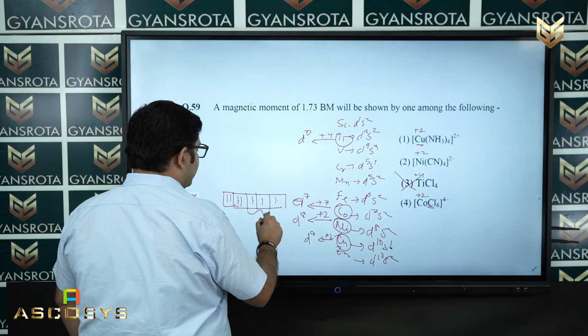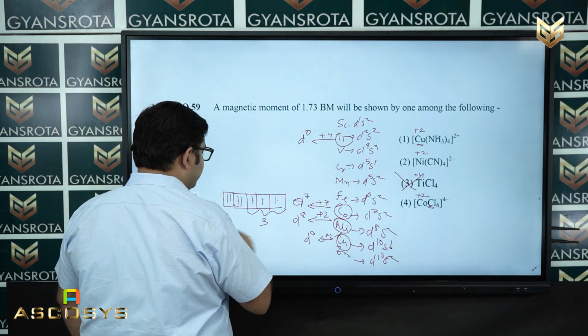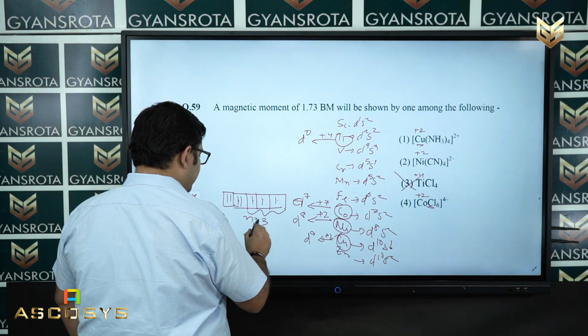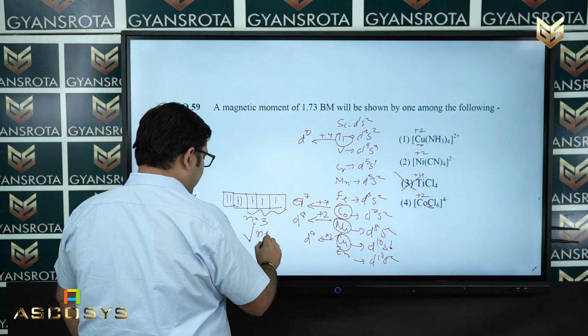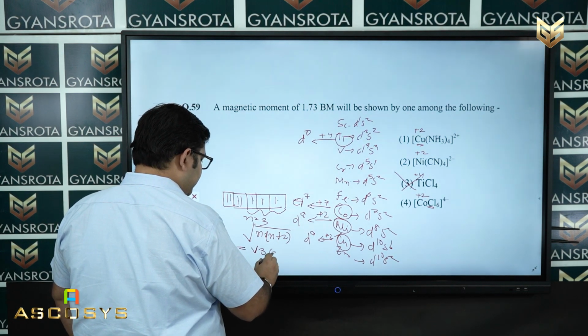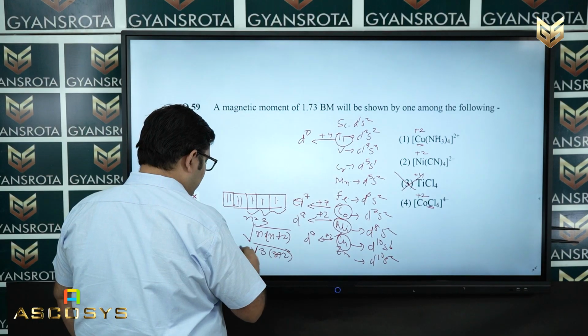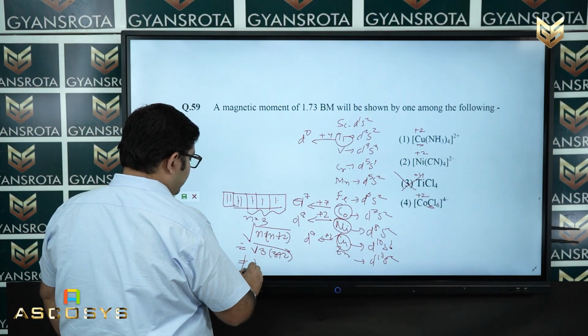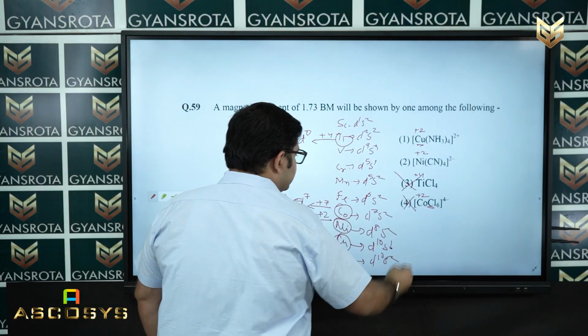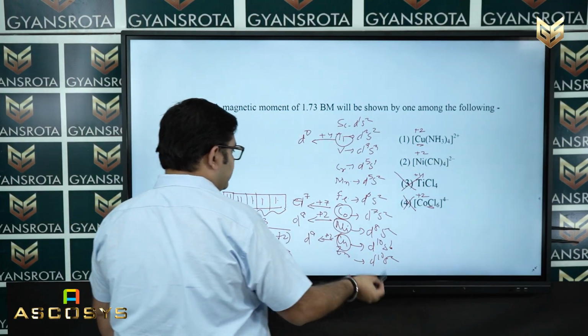So, the unpaired electron count will be 3, and when n is 3, the Bohr magneton is equal to... What is the formula of magnetic moment? Square root of n into n plus 2. What is the value of n? It will be 3, so root of 3 into 3 plus 2, and it will be not equal to 1.73. So, this cobalt Cl6 4 minus also cancels out.